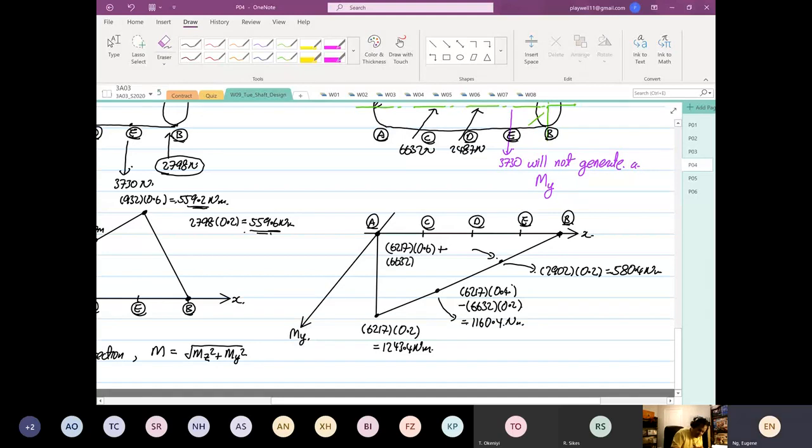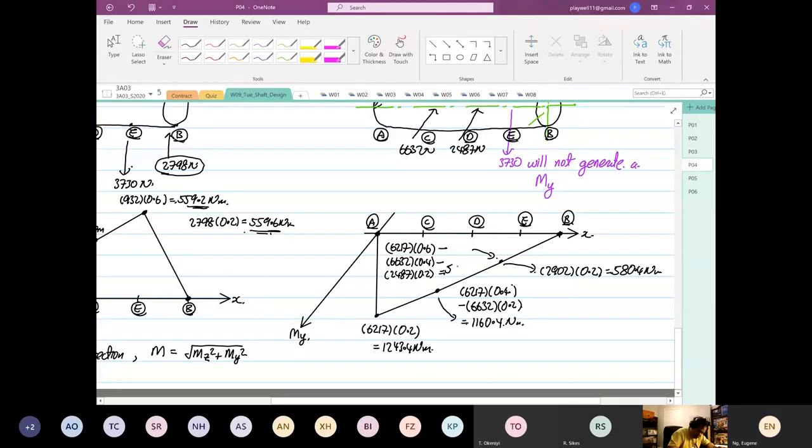0.32. Sorry, minus, because it's the opposite direction. Okay, minus 0.4, minus 2487. So the answer will be the same, right? 6217 times 0.6 minus 6632 minus 0.4 minus 2487 multiplied by 0.2 is equal to 6217 minus 0.6 minus 6632 multiplied by 0.4 minus 2487 minus 0.2, 580.